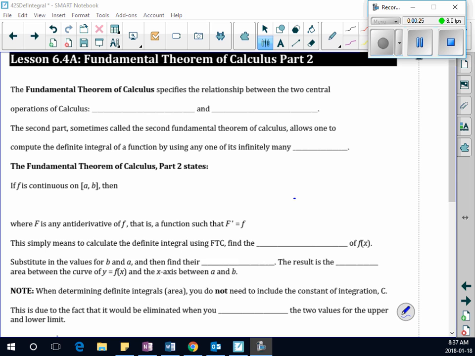The fundamental theorem of calculus, and I'm going to abbreviate that as FTC from now on, specifies the relationship between two central operations of calculus, and that is differentiation and integration. The second part, sometimes called the second fundamental theorem of calculus, allows one to compute the definite integral of a function by using any one of its infinitely many antiderivatives.